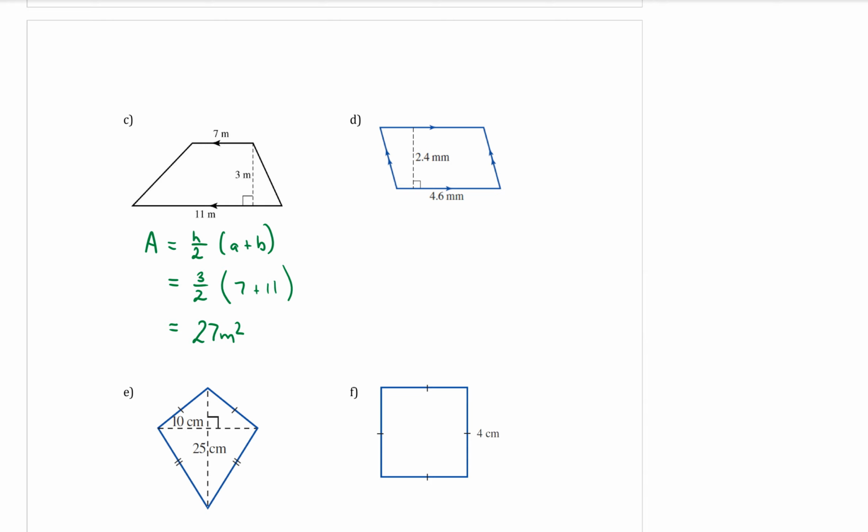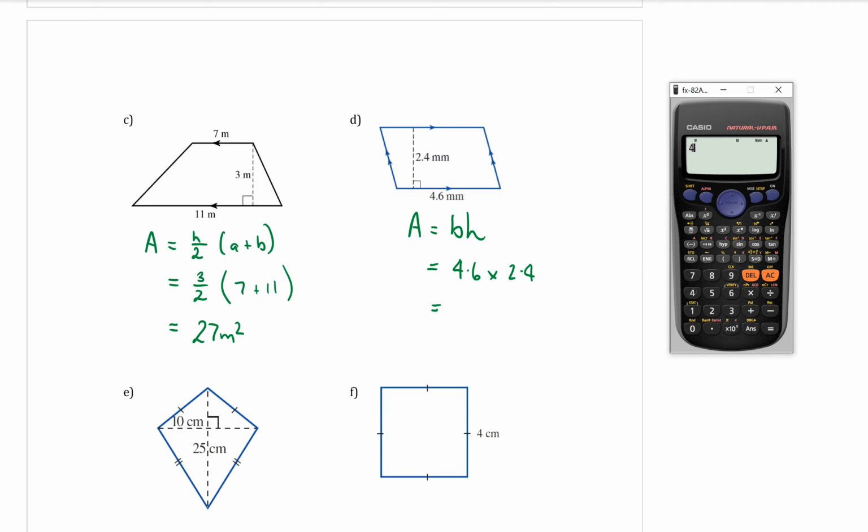meters squared. D. This is a parallelogram because you've got 2 pairs of parallel sides. The formula for a parallelogram is the same as a rectangle. It's BH, but it's just the perpendicular height, not the sloping one. Sometimes I'll try to trick you by giving you extra measurements that you don't need. So my base is 4.6 and my height is 2.4. Timesing those together is 11.04.